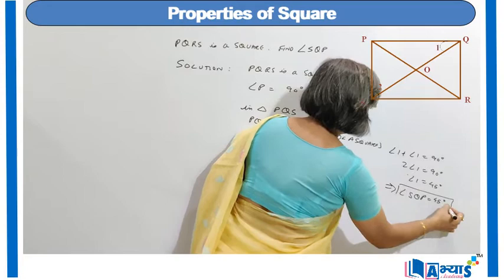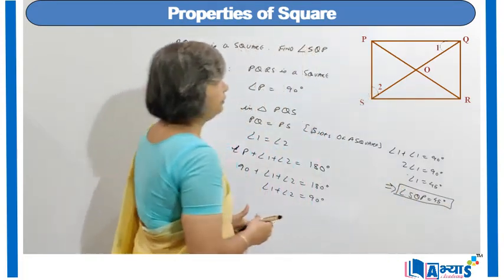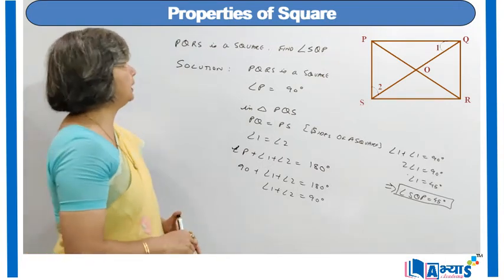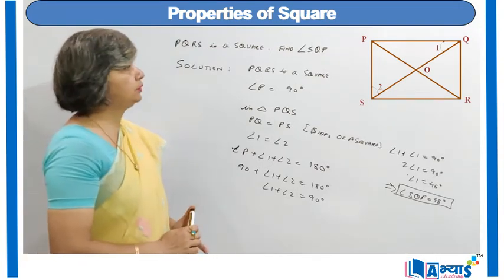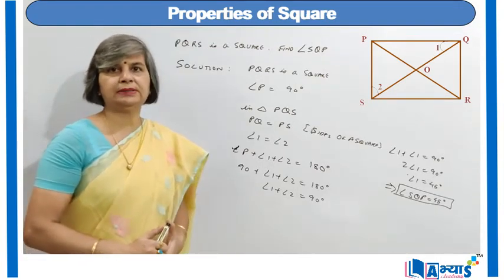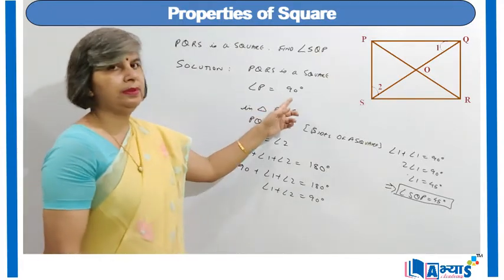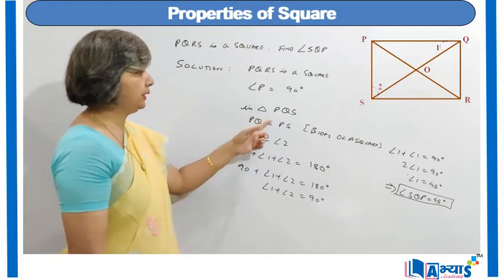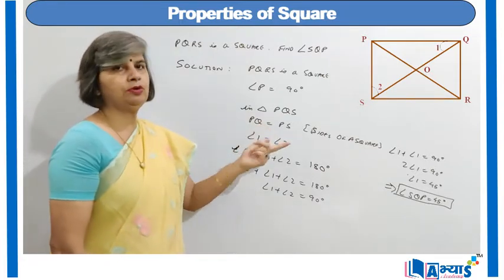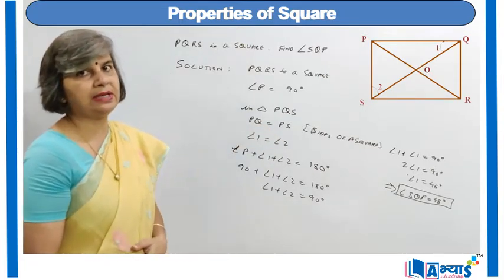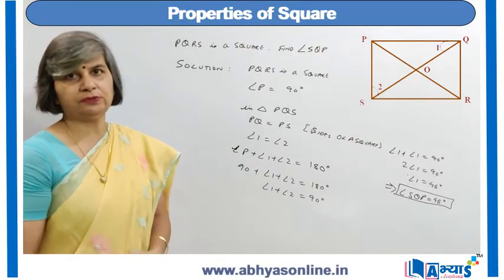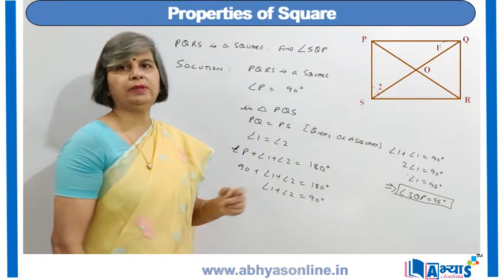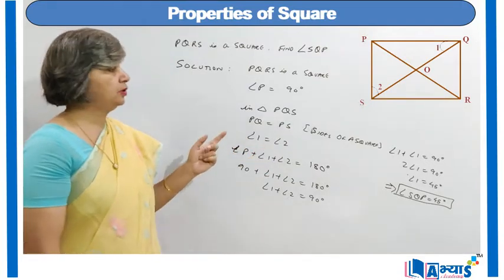So this is how we can use the properties of a square to find the angle SQP, because we have been given that PQRS is a square, and we know that in the case of a square all the angles are 90 degrees, so angle P will be 90 degrees. Now in triangle PSQ, PQ is equal to PS because they are the sides of a square, and we know that the sides of a square are equal. As PQ is equal to PS, angle 1 will be equal to angle 2, because angles opposite to equal sides are equal.